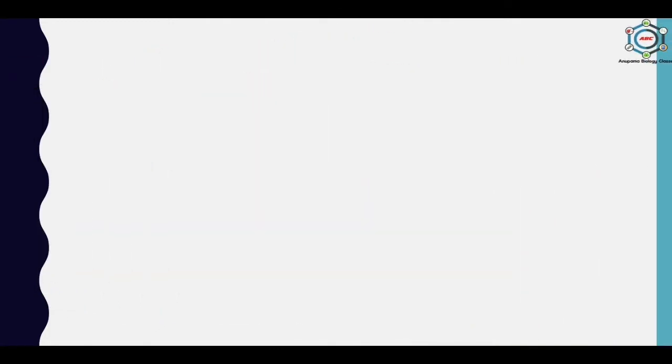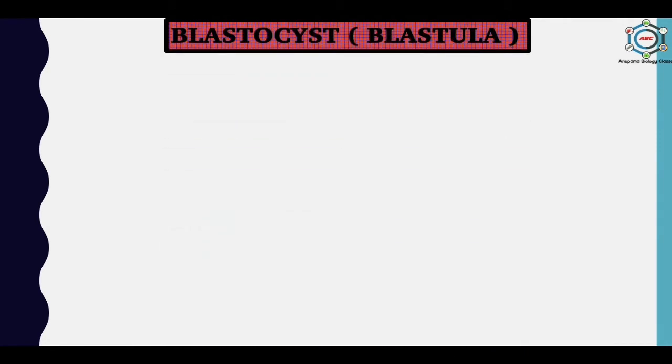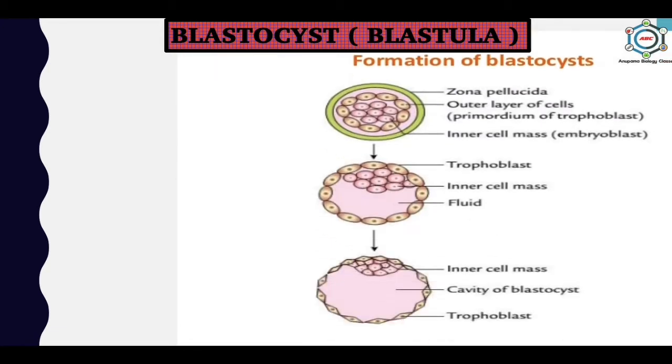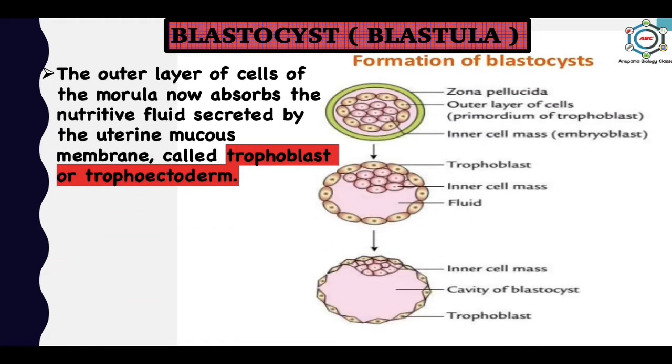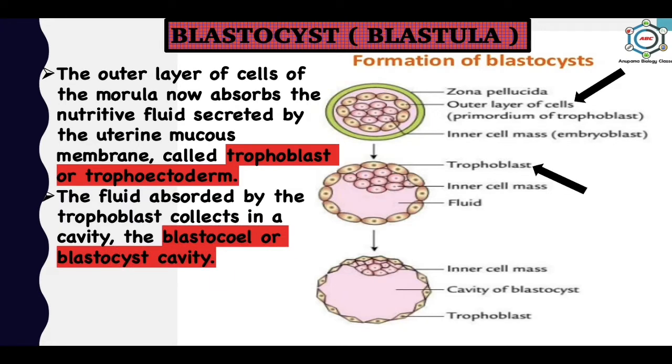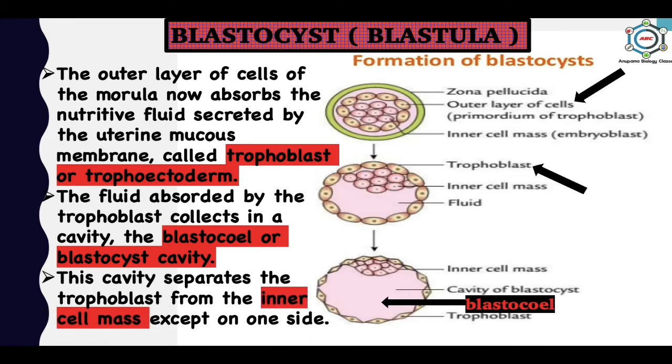Now, the morula is converted into the blastula or blastocyst. This is the formation of the blastocyst. The outer layer of cells of the morula now absorbs the nutritive fluid secreted by the uterine mucous membrane, and is called the trophoblast or trophoectoderm. In this picture you can see the outer layer of cells which forms the trophoblast. Now the fluid absorbed by the trophoblast collects in a cavity, the blastocele or blastocyst cavity. And this cavity separates the trophoblast from the inner cell mass except on one side.